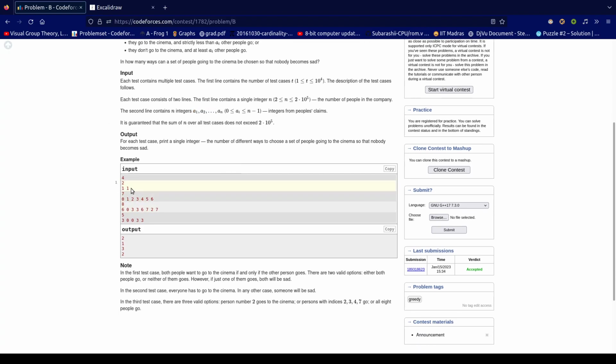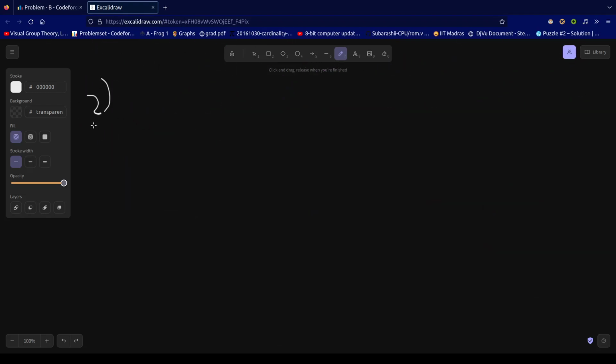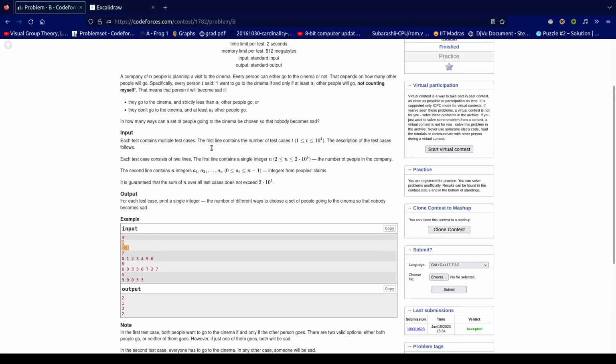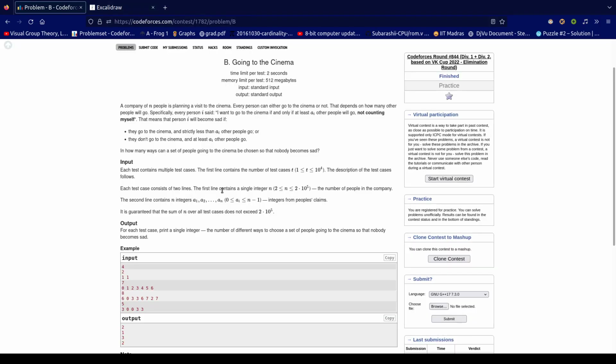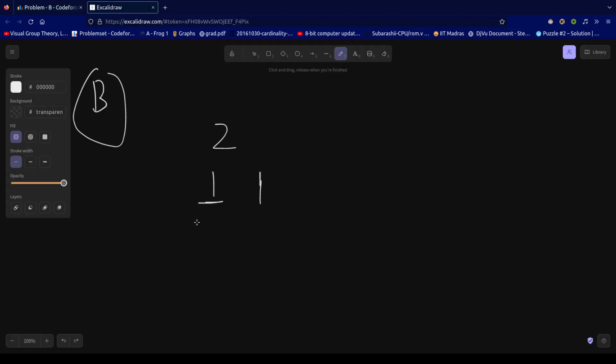Now I have sorted an array, so let's have a look at this particular case, 2, 1 and 1 here. So I'm trying to solve problem B here, and problem B, actually the input is 2, 1 and 1. So that means if this person goes to the cinema and less than a_i other people go, that means if say this particular person goes to the cinema and less than 1 people go, they'll feel sad. That means if this person goes, then this person also has to go. That means one particular option might be both people going. So that's the first part.